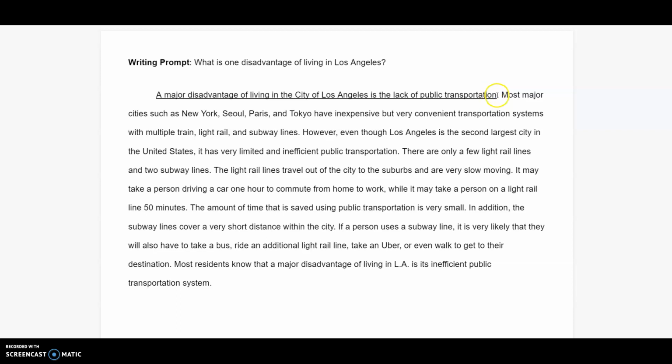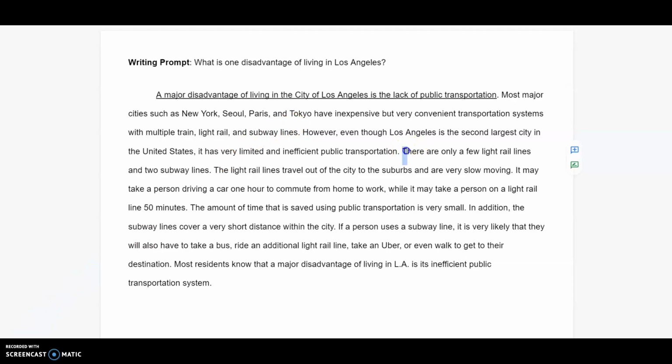After the topic sentence, the writer gives an explanation of the topic sentence by giving some background information comparing Los Angeles to cities like New York, Seoul, Paris, and Tokyo, which have good transportation systems.